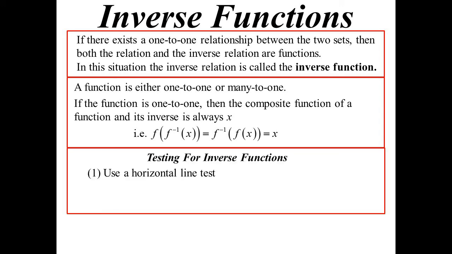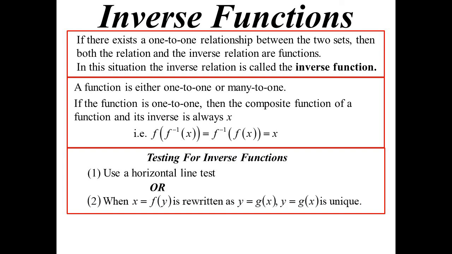Now, how do you test for inverse functions? A horizontal line test. You remember we used a vertical line test to see if it was a function. The horizontal line test: if it cuts the graph no more than once, then that will tell you that function has an inverse function. So that's how you can visually tell.